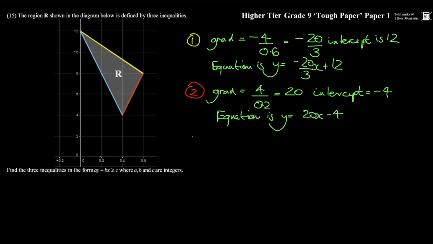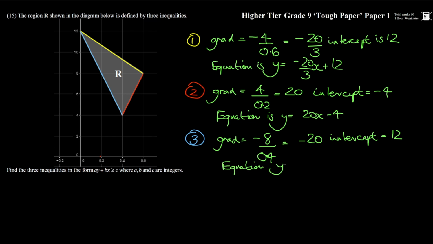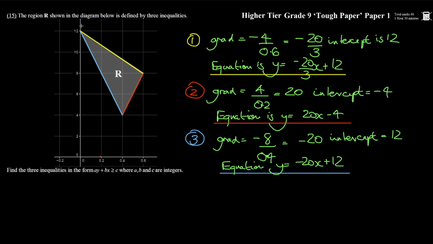And lastly, the blue line. The gradient is also negative, and it falls 2, 4, 6, 8 in a run of 0.4. So its gradient is negative 20, and the intercept is, again, 12. So its equation is y is equal to negative 20x plus 12. We now need to turn all three of those equations into inequalities.